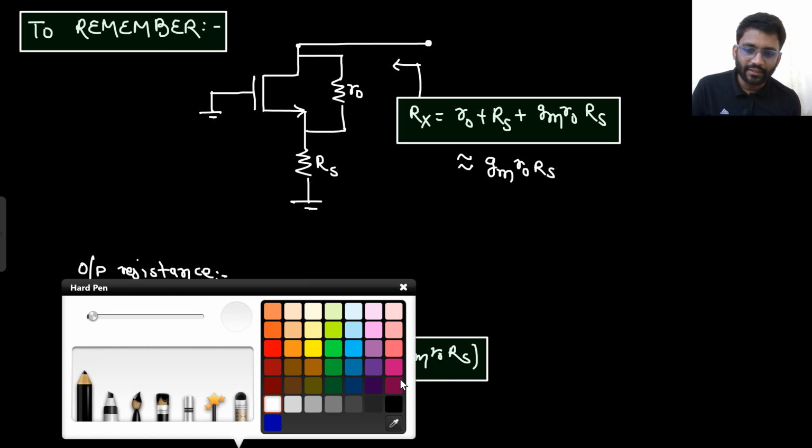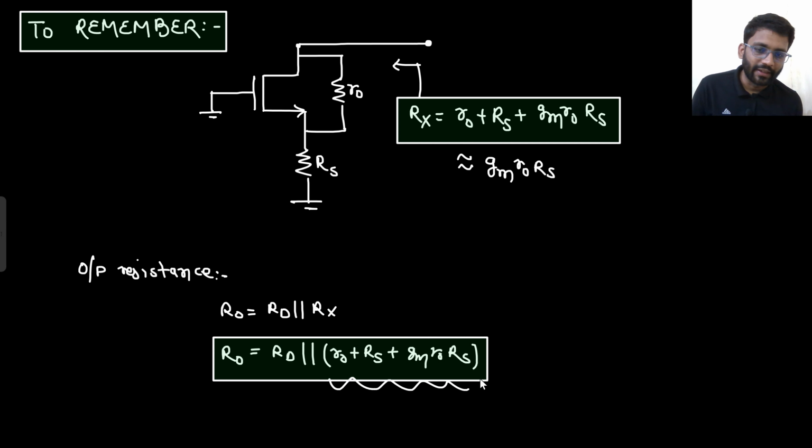But again, this value will be very large. This value will be very large. And this value will be very small. Previously, what was the output resistance? RD parallel R0, when there was no degeneration.